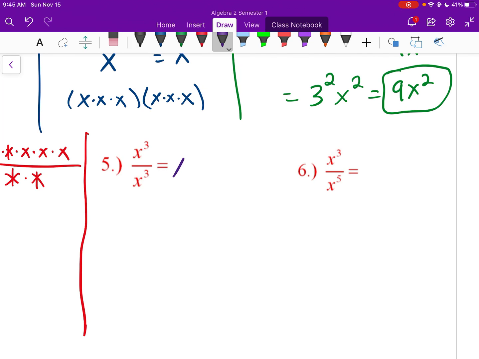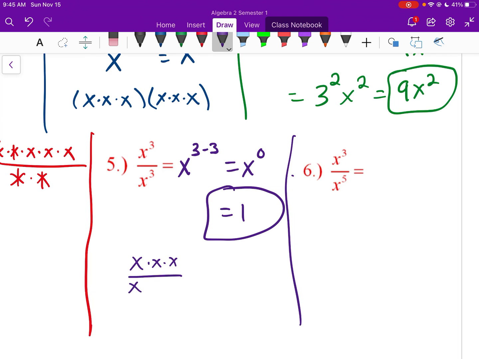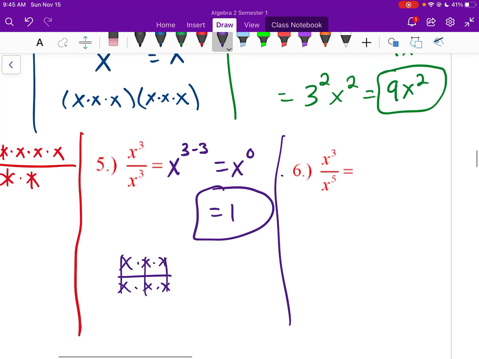All right. x cubed over x cubed, still a quotient again. So we could say 3 minus 3, which gives us x to the 0 power. There again, anything to the 0 power is equal to 1. So we'd have to apply the 0 exponent property there as well. And again, if you expanded that, the top is exactly the same as the bottom, so that's a case where it is equal to 1.